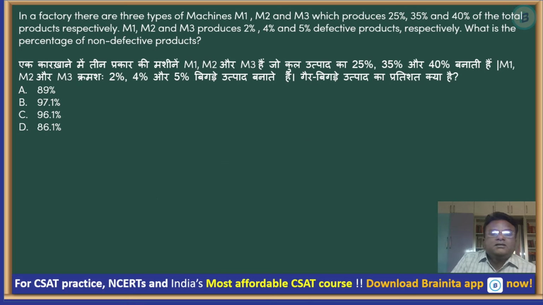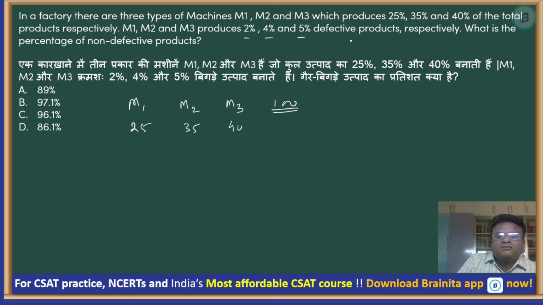In a factory, there are three types of machine, M1, M2, M3, which produce 25, 35 and 40% of the total product. So there are three machines. This produces 25%, this 35% and 40%. Let us say the total production is 100 only. Okay, so these are the actual quantities. M1, M2, M3 produce 2%, 4% and 5% defective products. So whatever M1 produces, 2% of that is defective.